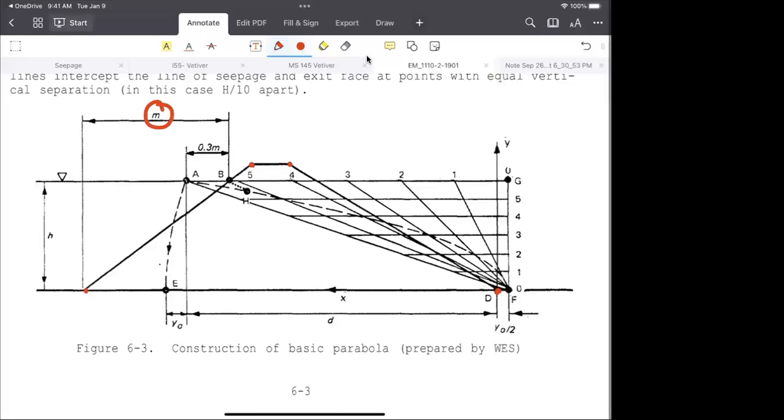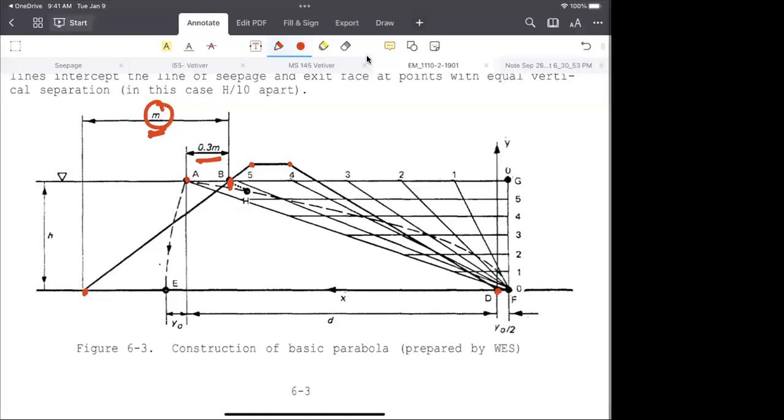So what is the M? M is the distance from one corner point to where the water is touching the slope, the river side slope, or the reservoir side slope. That's the distance M. Then we need to calculate 0.3 M. Once we calculate the 0.3 M, that is our point A.